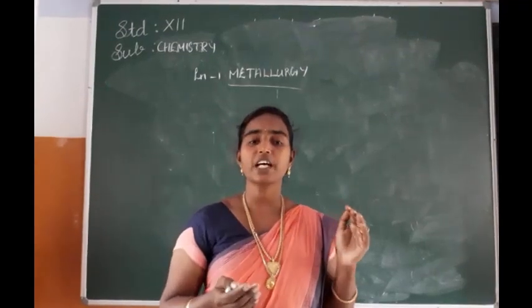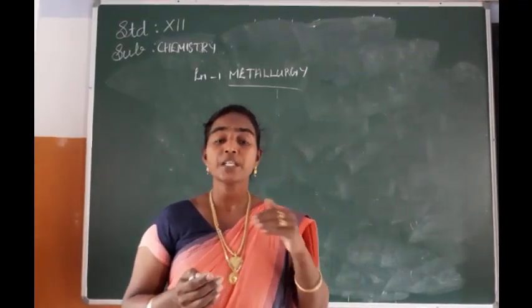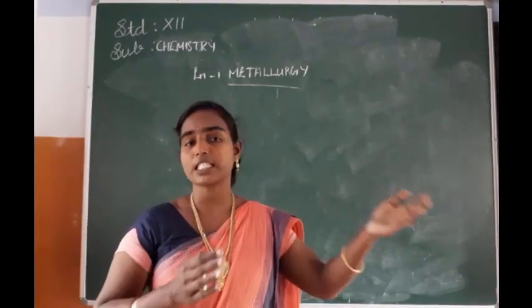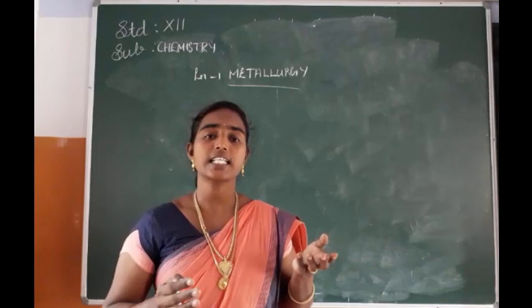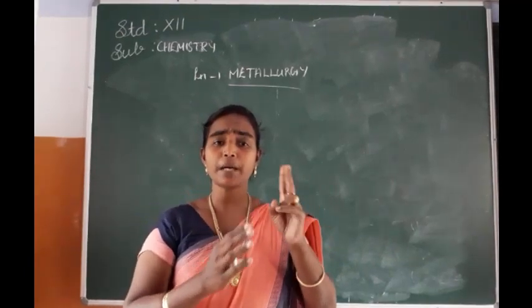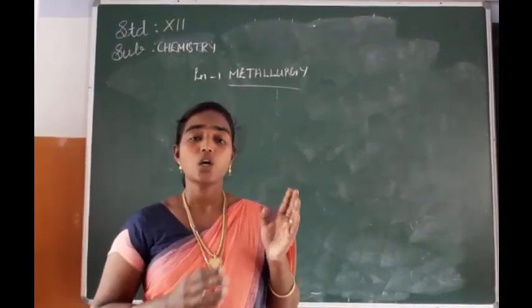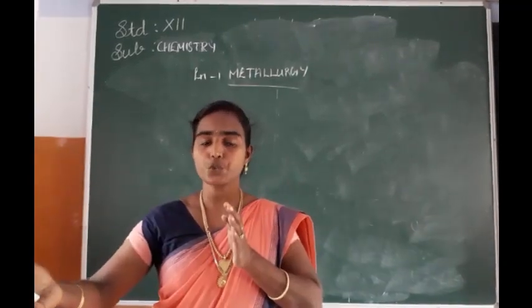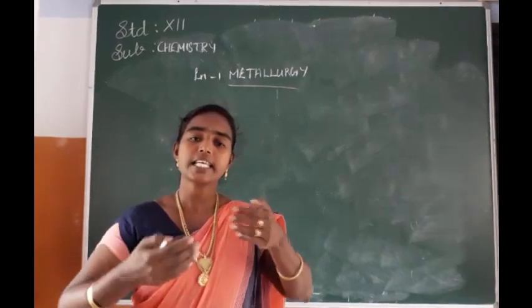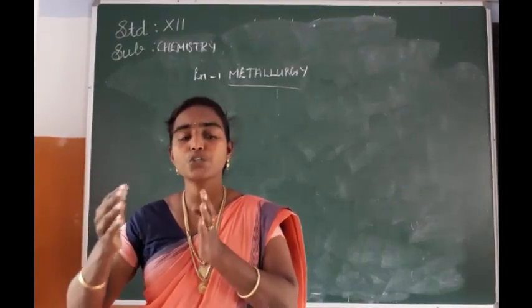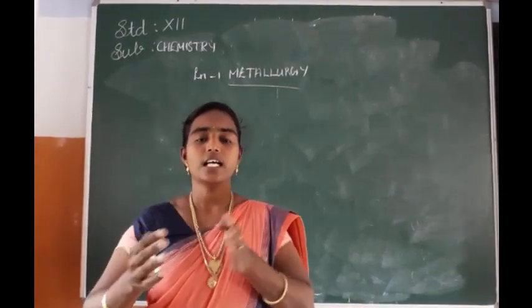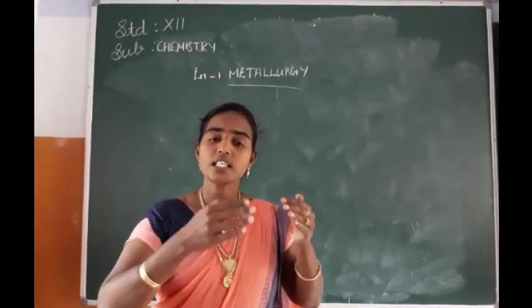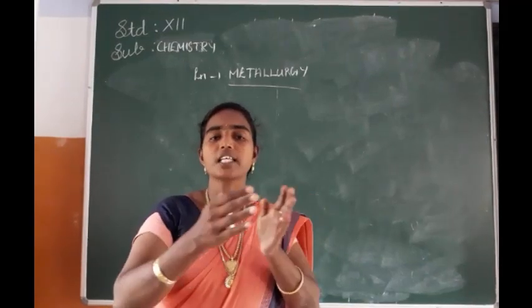Next we have seen extraction of crude metal. This step also I have explained in the second class. It is done in two steps, isn't it? One is that the concentrated ore should be converted into a particular metal oxide. The second step is that this metal oxide should be reduced to metal. Conversion of ore into oxide, and then reduction of metal oxide to metal.